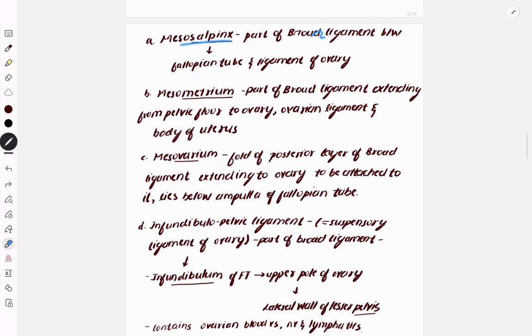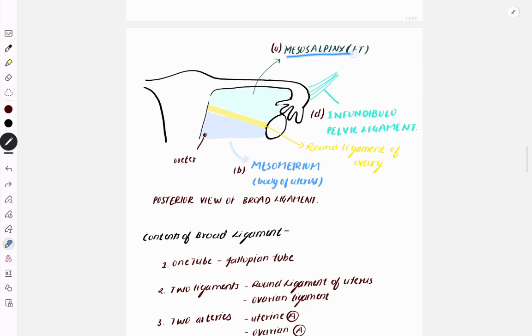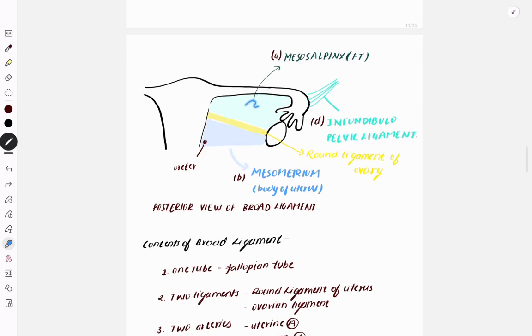First part is mesosalpinx. Mesosalpinx is a part of broad ligament located between the fallopian tube and ligament of ovary. So in between the fallopian tube and ligament of ovary, we have the mesosalpinx. This can be understood with the help of this diagram. So mesosalpinx will be located between the fallopian tube.